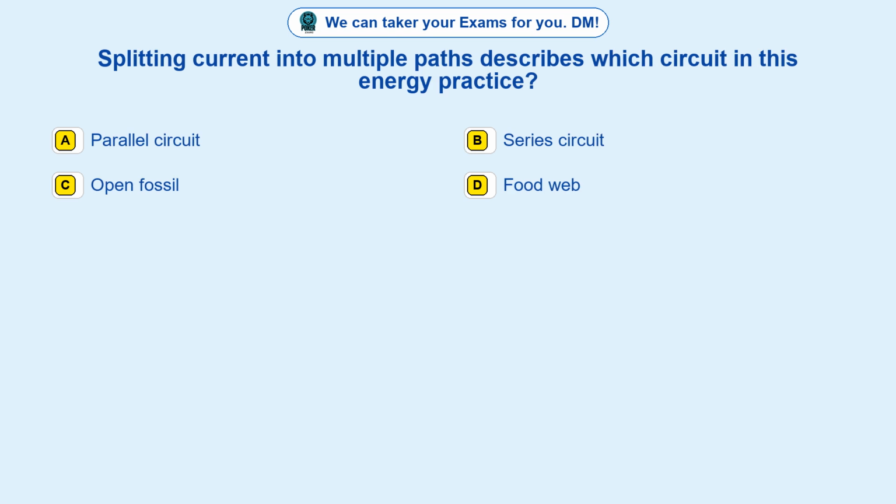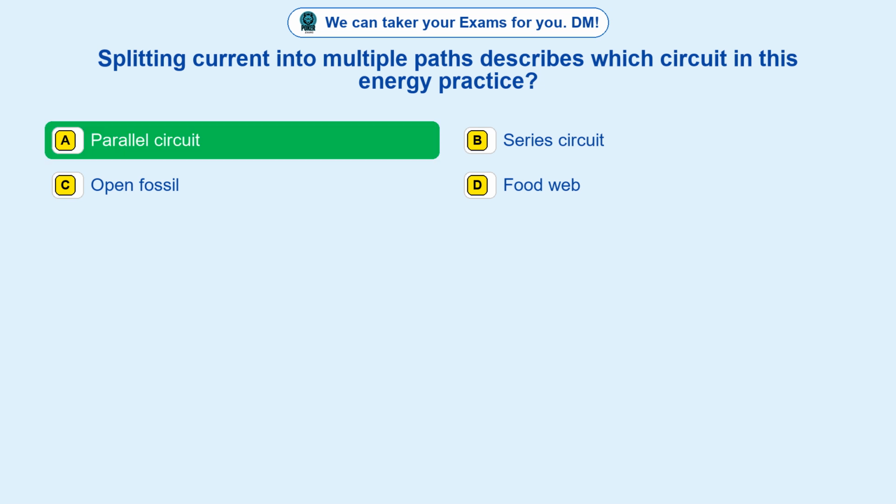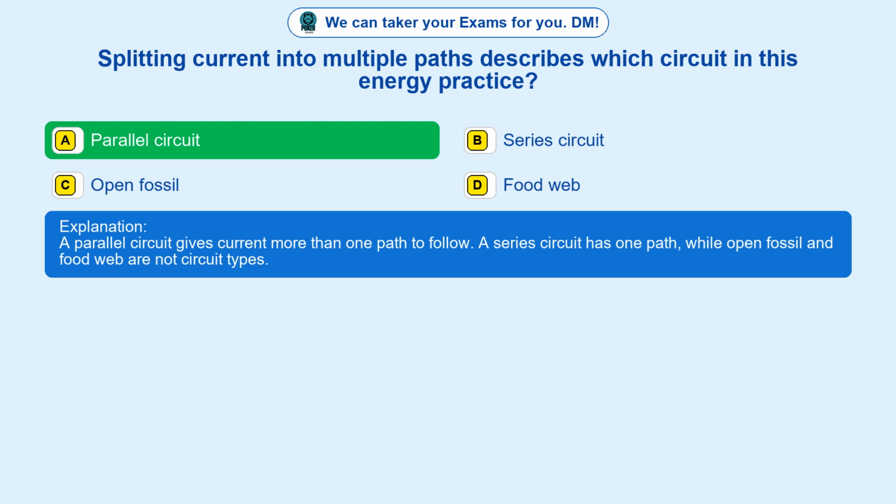Question 72. Splitting current into multiple paths describes which circuit in this energy practice? Option A, parallel circuit. Option B, series circuit. Option C, open fossil. Option D, food web. The correct answer is option A. Parallel circuit. A parallel circuit gives current more than one path to follow. A series circuit has one path, while open fossil and food web are not circuit types.